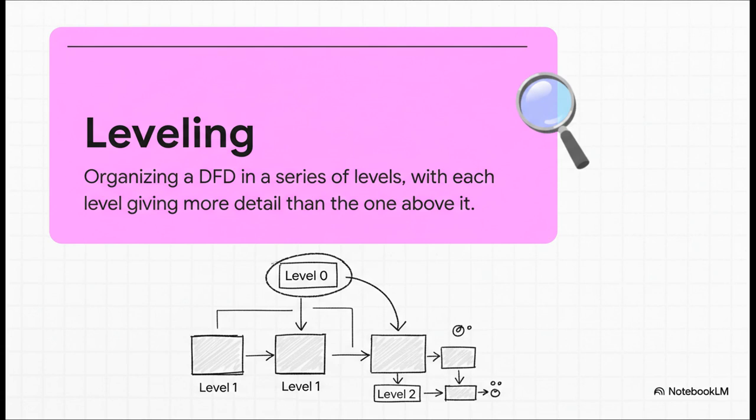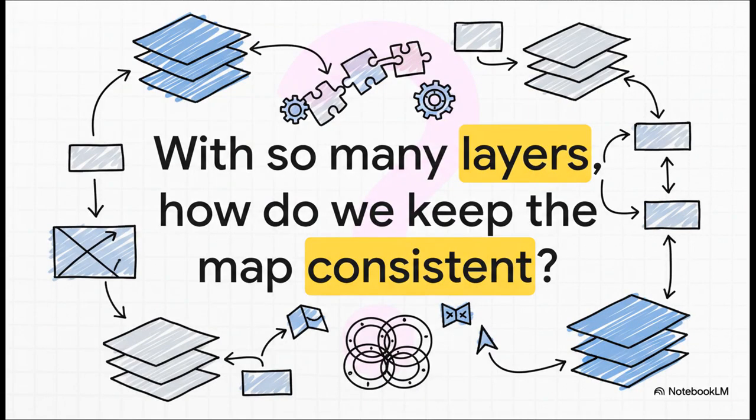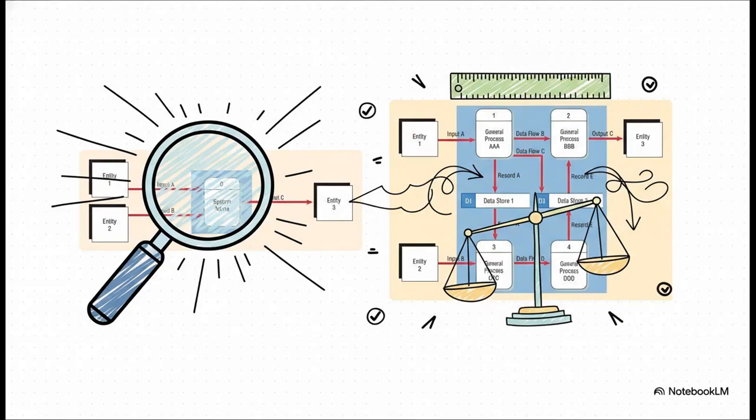You could take any one of those level 1 processes and explode it again into a level 2 diagram to get even more granular. Now, this brings up a really important question. As we're creating all these different maps, these different levels, how do we make sure they all actually line up? How do we stop the map from becoming a confusing, contradictory mess? The secret is a simple but powerful rule called balancing.